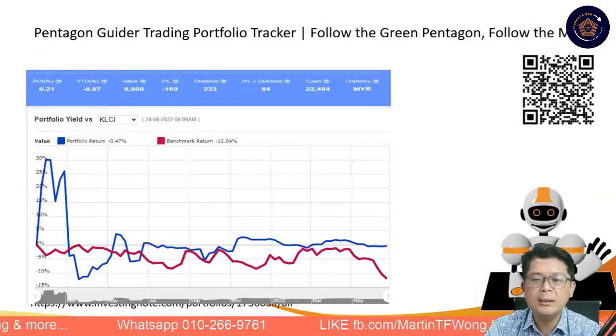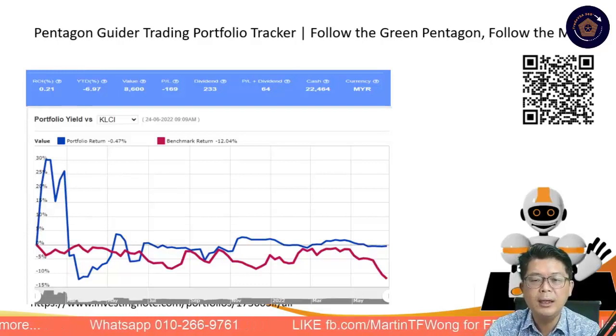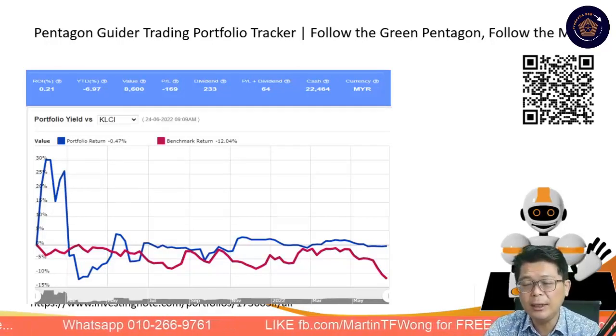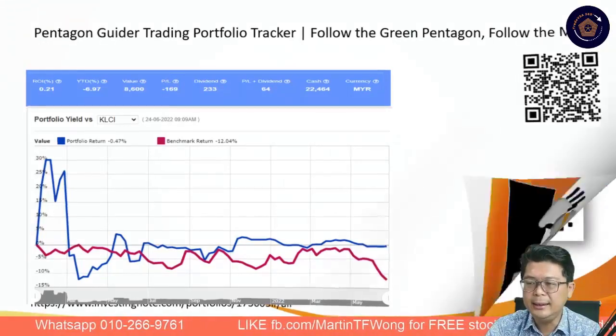In comparison to the KLSE, you can see the benchmark KLSE is down 12%. Our portfolio is still returning minus 0.5%. Not that great, I have to say, but at least better off than the KLSE index.